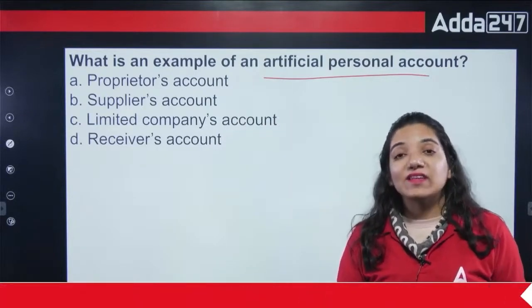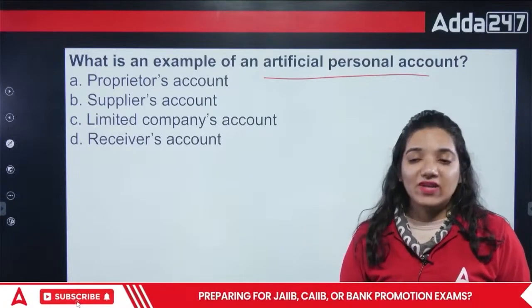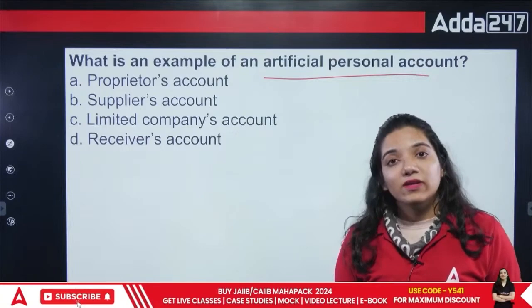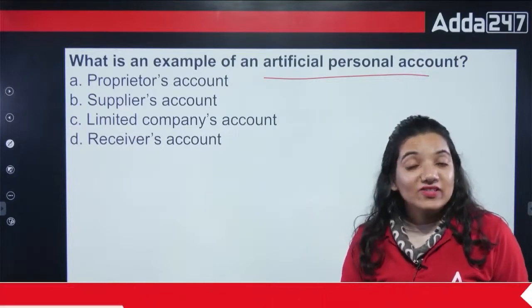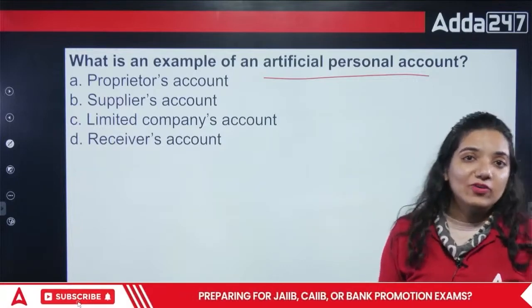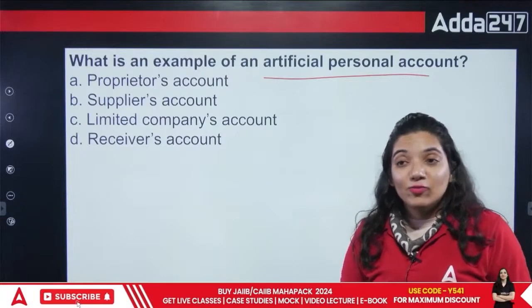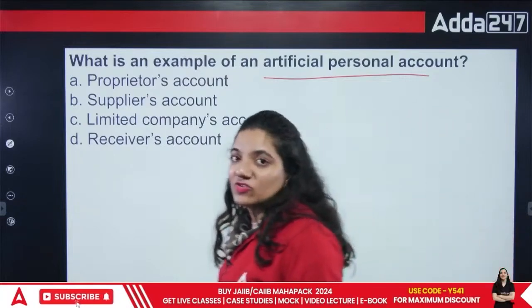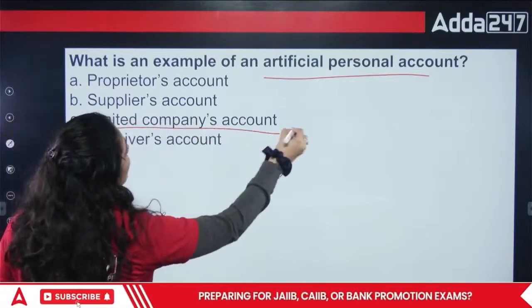All these are basically persons only, but in the eyes of law. They do not exist in reality. So proprietor's account, he's actually an individual. Supplier, he's also an individual. A limited company is not an individual. It doesn't breathe like you and me. You don't see Reliance roaming around in the market. You would see a person roaming around in the market. So that's an individual. So in this case, the correct answer is limited company account.